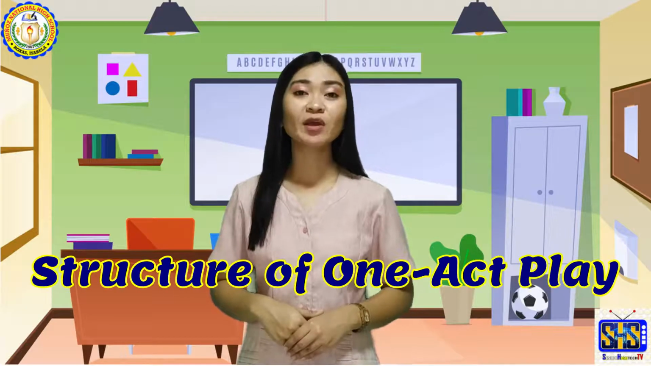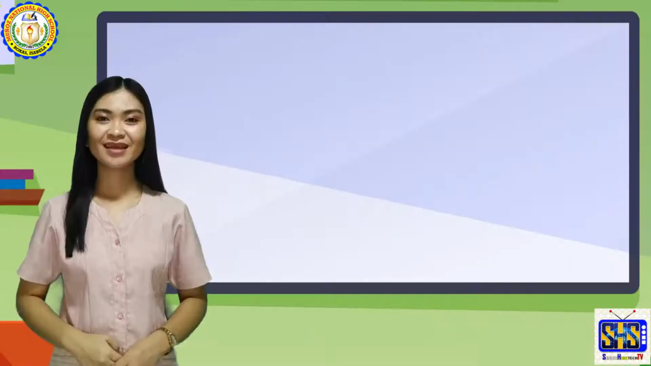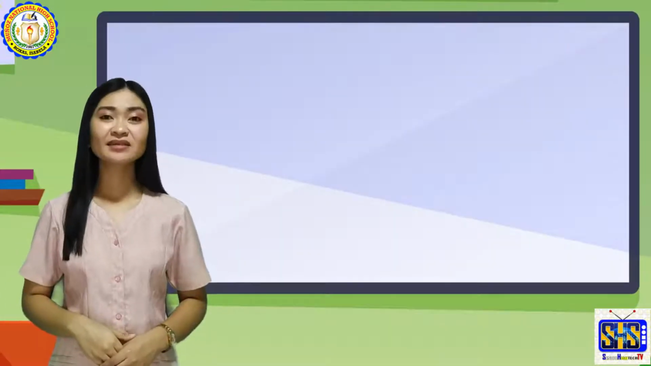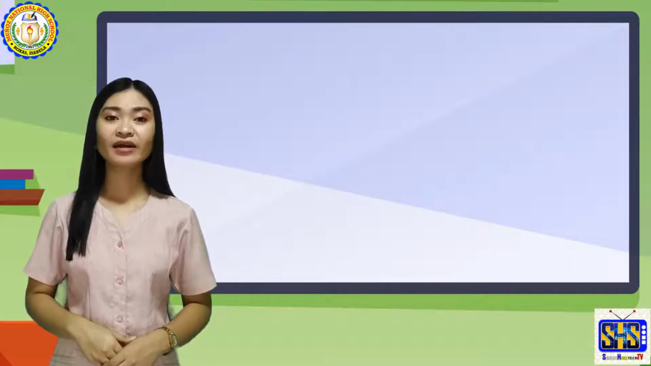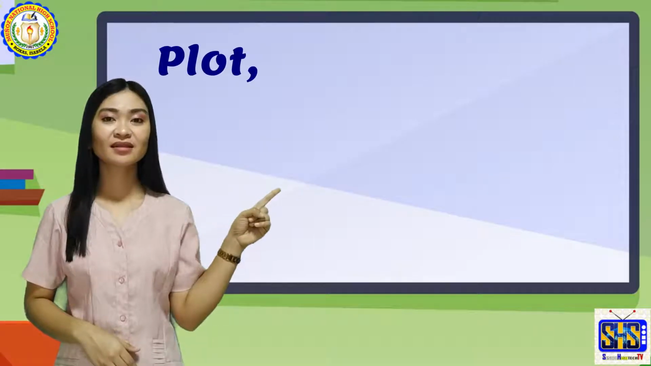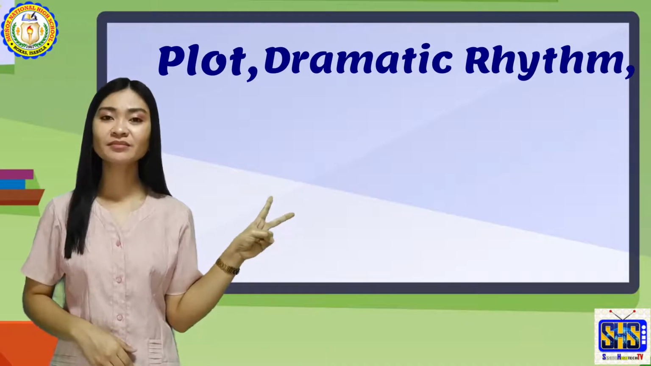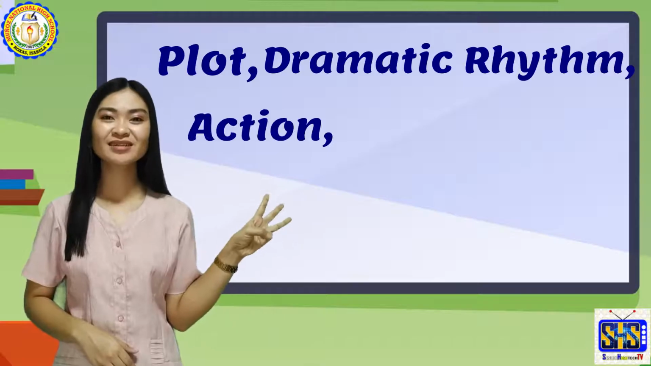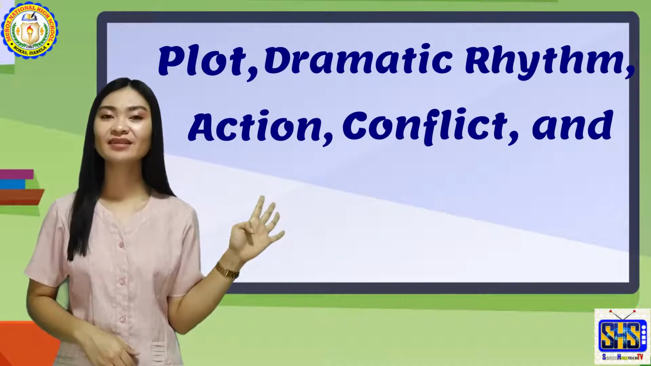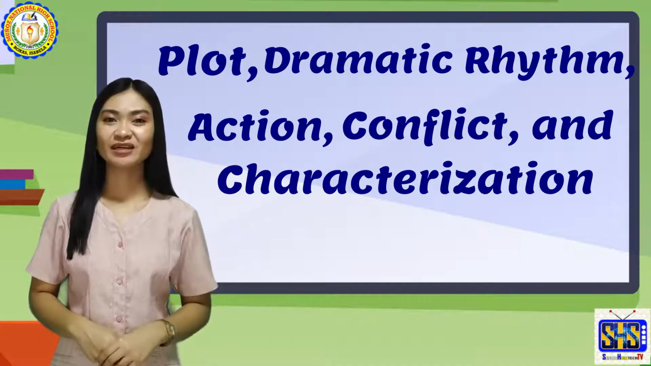Last time, we had discussed the structure of a one-act play. What are again its parts? That's right! The basic parts of a one-act play are the plot, dramatic rhythm, the action, the conflict, and characterization. How about the structures of a dramatic script?